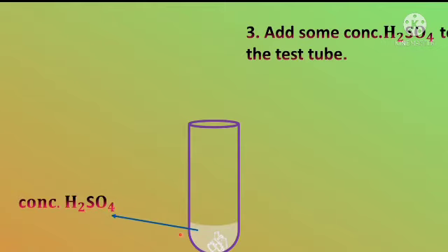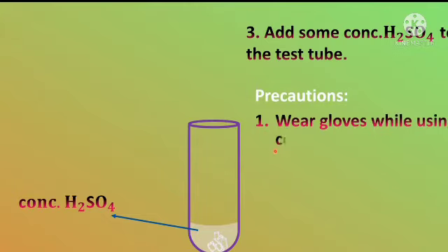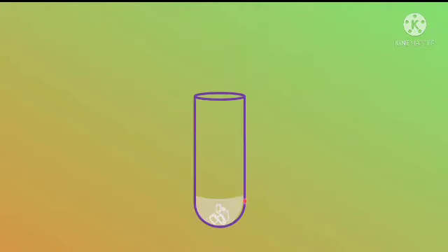Because it is concentrated, we should be a bit careful. This is the precaution we need. We have to wear gloves while using concentrated acids. Why? Because it is concentrated. If it spills on your hands, you will have an irritating sensation and your skin gets burned. So we should be very careful while using concentrated sulfuric acid or any concentrated acids.